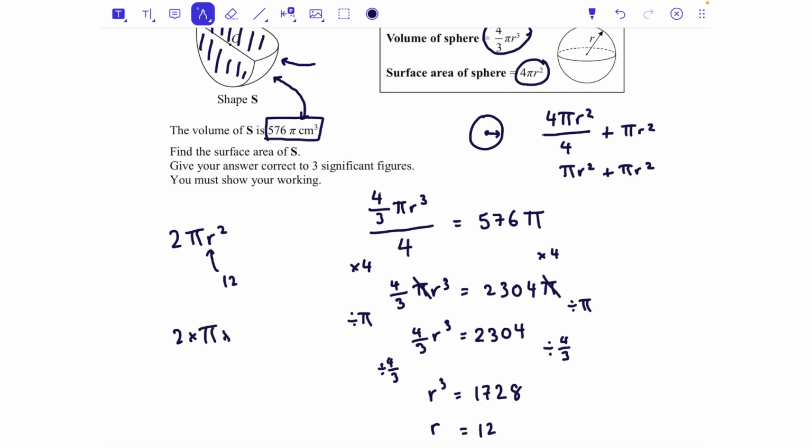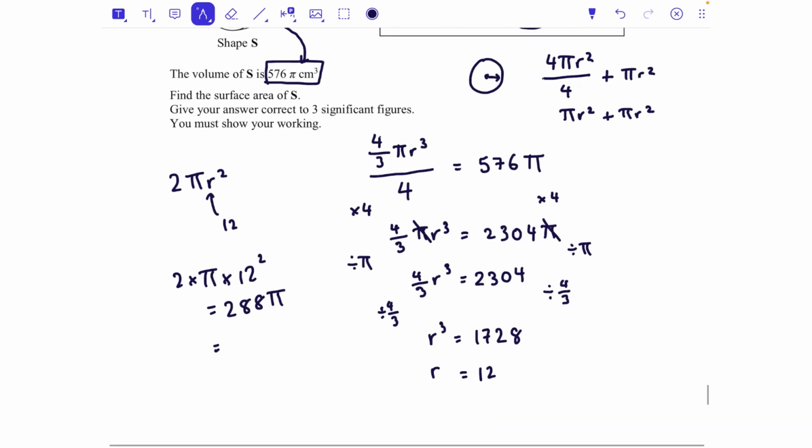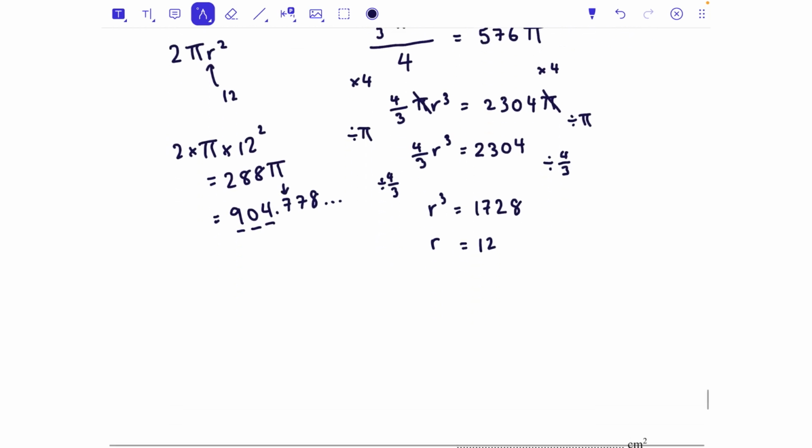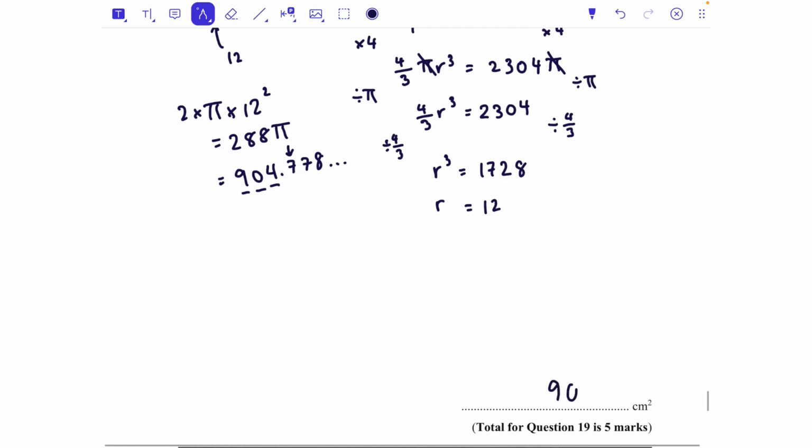So 2 times pi times 12 squared is 288 pi, but we were asked for it to 3 significant figures, so press that SD button on your calculator, and that is 904.778 and so on. So to 3 significant figures, that's your first significant figure, your second significant figure, your third significant figure. The 7 rounds up, so 905 would be your answer for 5 marks.